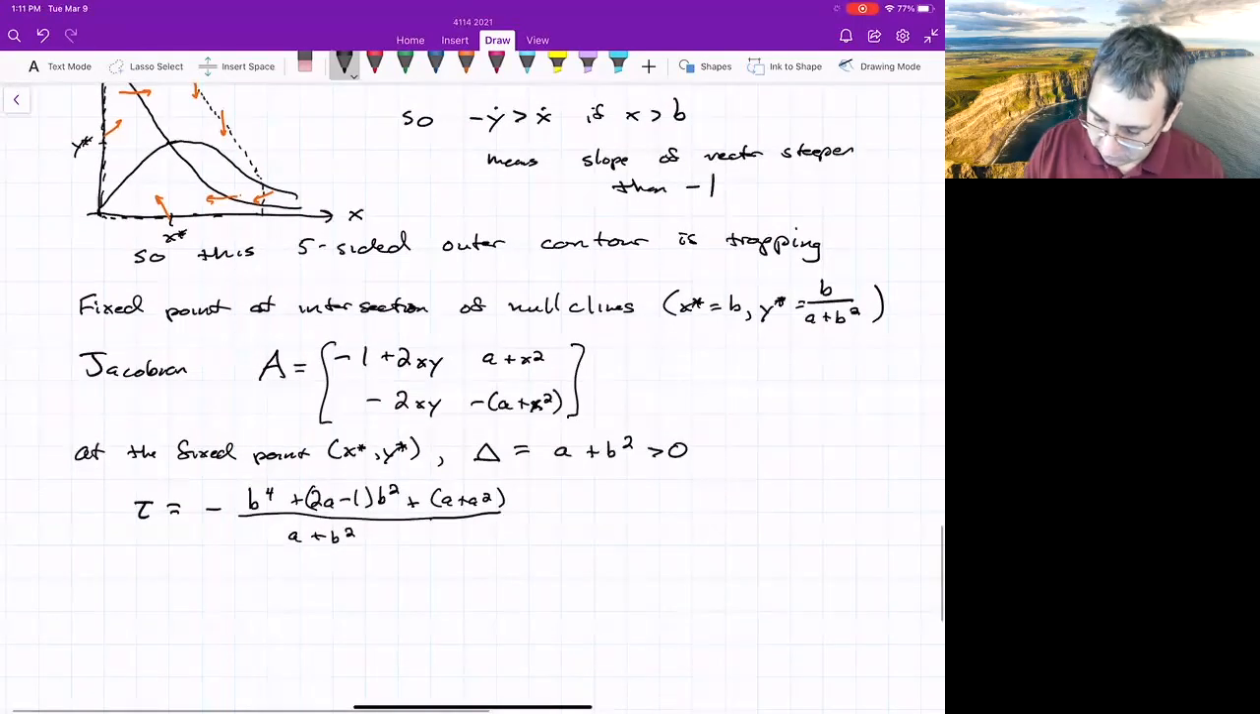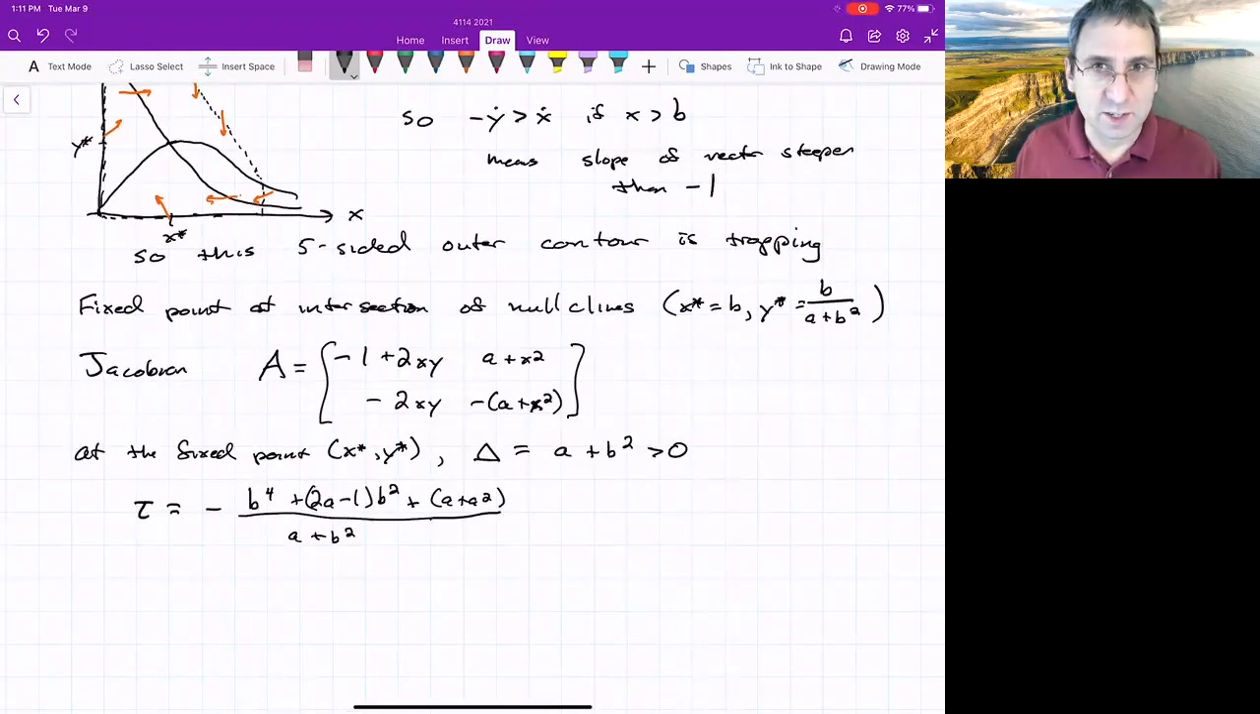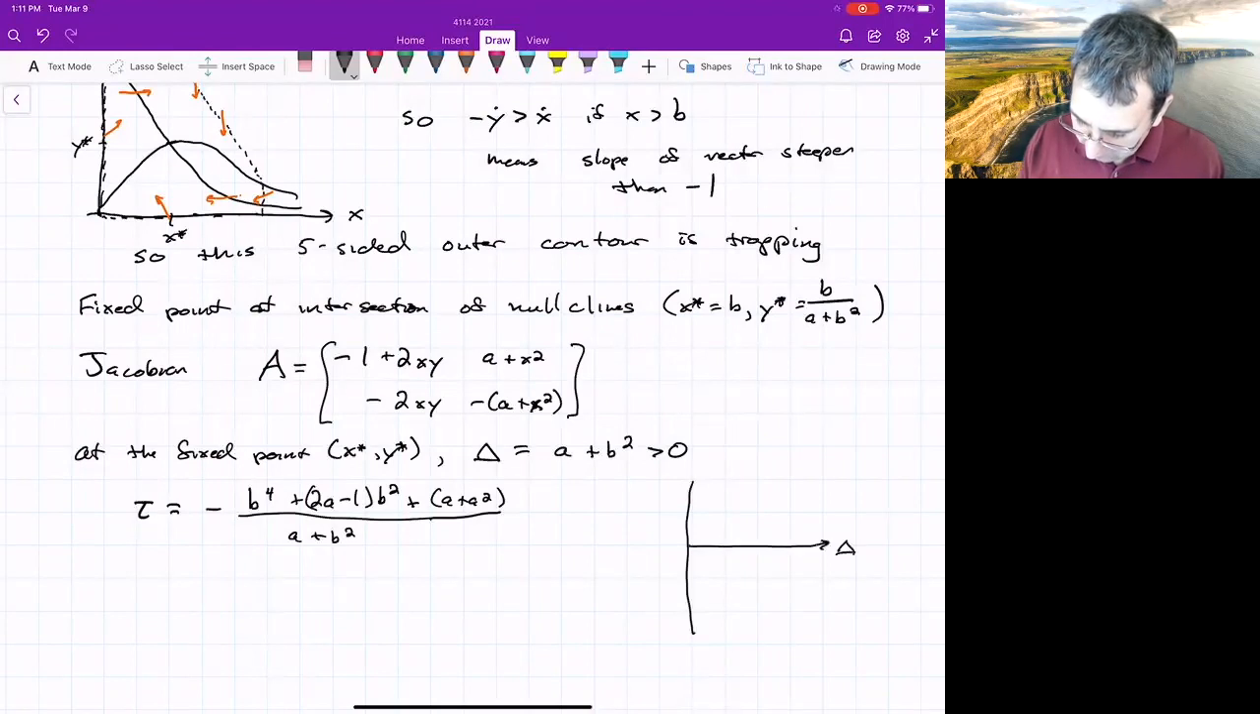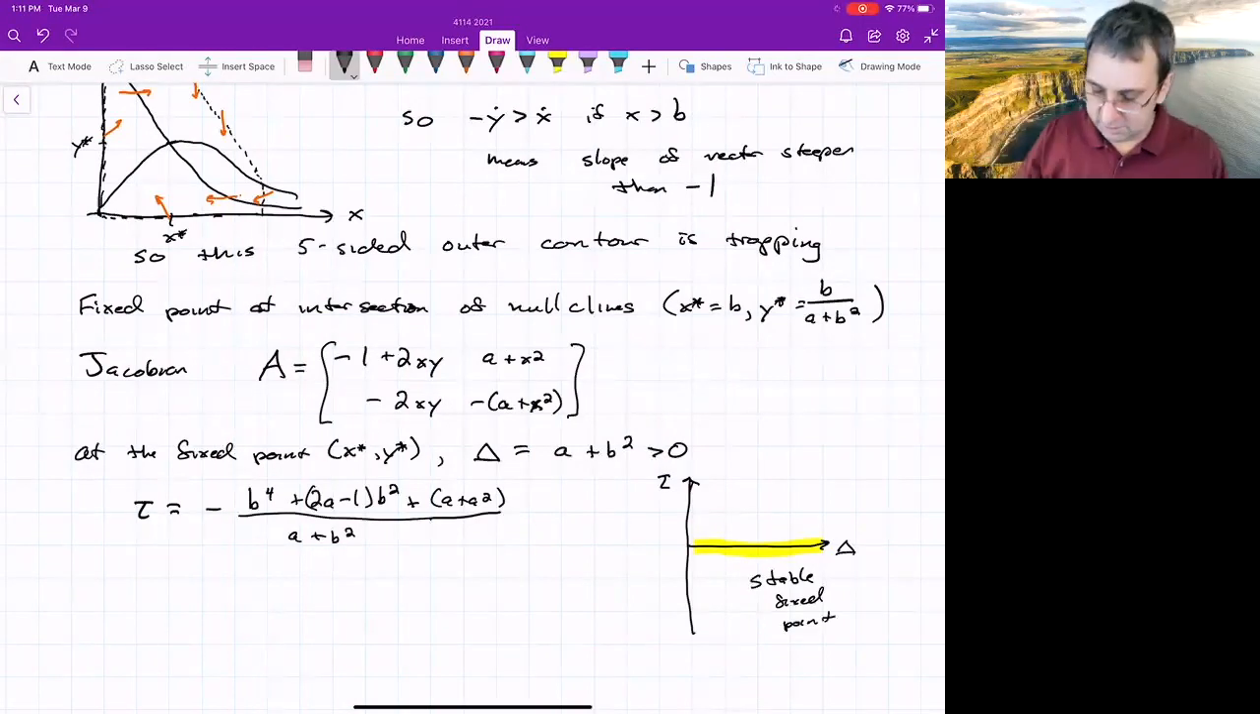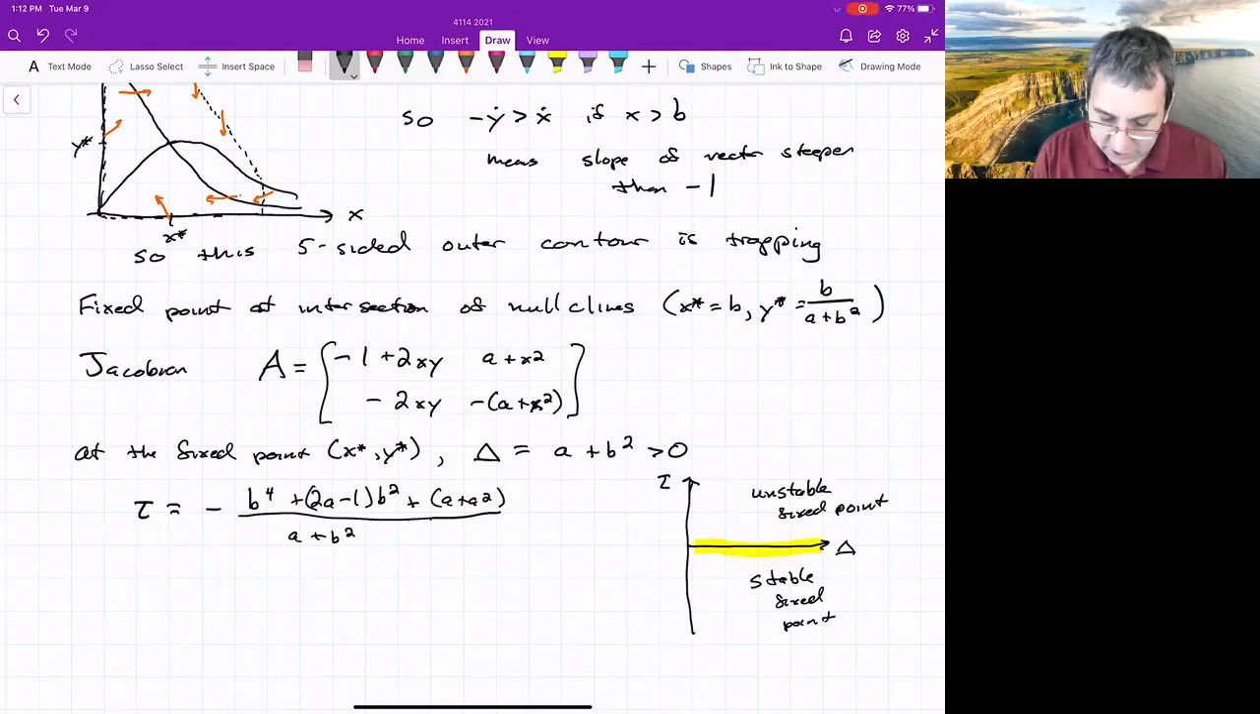-b to the 4th plus 2, parentheses, 2a minus 1 b squared plus a squared. So if you think of our drawing from before where we classified fixed points, there's the delta axis and the tau axis. We know we're somewhere in the positive delta, so it's not a saddle point. But if we have negative tau, that was a stable fixed point, which means the arrows are pointing inward, and positive tau was an unstable fixed point.